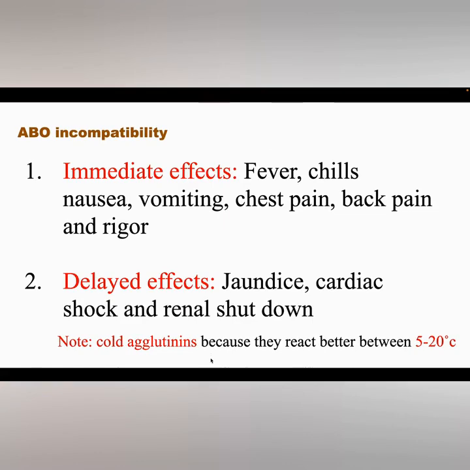And ABO incompatibility. Suppose my blood group is A, the recipient blood group is B. Can we donate? Can A donate blood to B? No. If you donate, two types of reactions develop in the body. One is called immediate effects, which include fever, chills, nausea, vomiting, chest pain, back pain, and rigor.